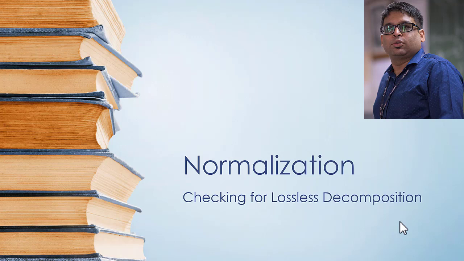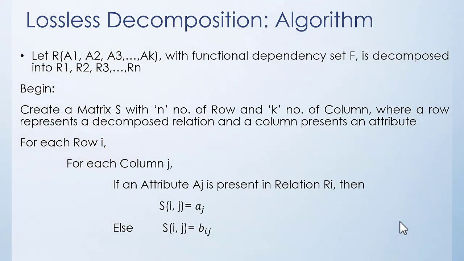Now in this video, we are going to discuss an algorithm by which we can check whether any kind of decomposition is lossless or not. We are going to discuss this algorithm with a suitable example. First, we assume there is a relation R with the attributes A1, A2, A3 up to AK, so there are k attributes, with the functional dependency set F. Now, that R is decomposed into n smaller schemas R1, R2, R3 up to Rn.